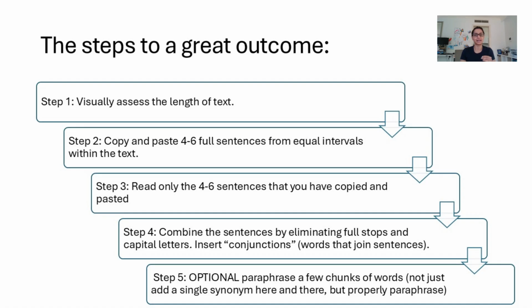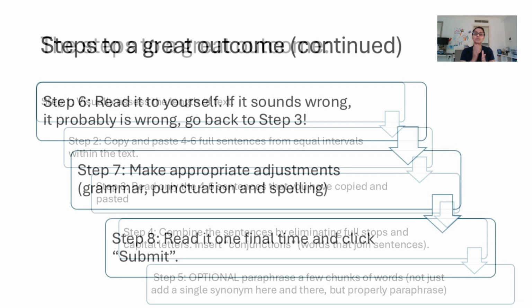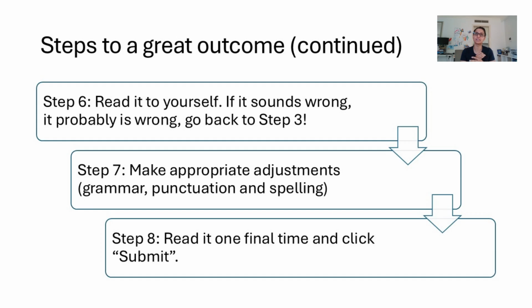And finally, step 6, read it to yourself. Read the sentence back to yourself. If it sounds wrong, when I mean wrong, I mean grammatically wrong. Read it the way you would read it as a human being, with the comma and with the pause. So the comma makes a pause, and then you follow on with the conjunction. If it sounds wrong, it's probably wrong. Go back to step 3. Step 7, you make adjustments, grammar, punctuation, and spelling. Step 8, you read it one final time and click submit.